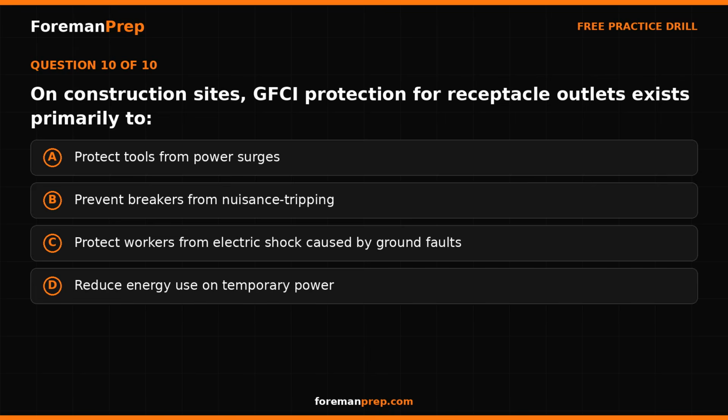On construction sites, GFCI protection for receptacle outlets exists primarily to: Option A, protect tools from power surges. Option B, prevent breakers from nuisance tripping. Option C, protect workers from electric shock caused by ground faults. Option D, reduce energy use on temporary power.